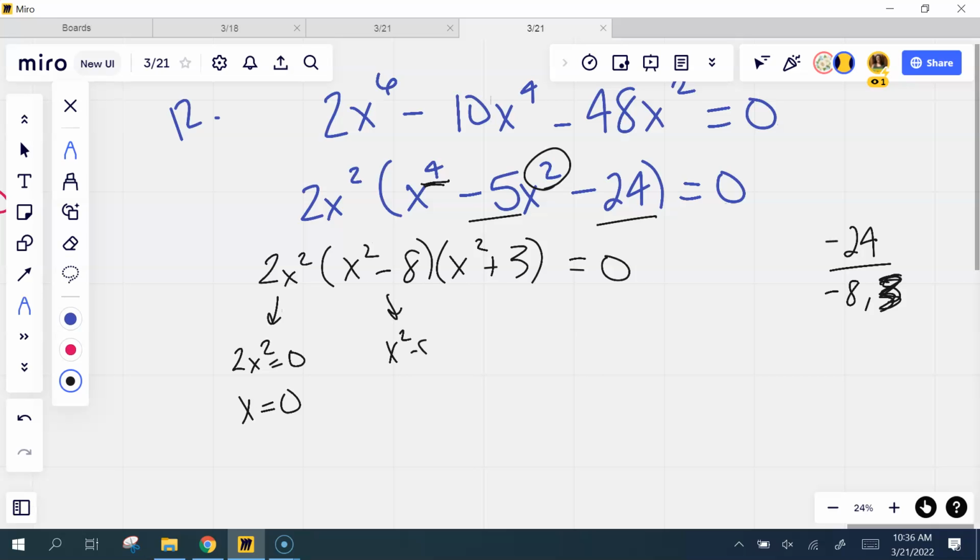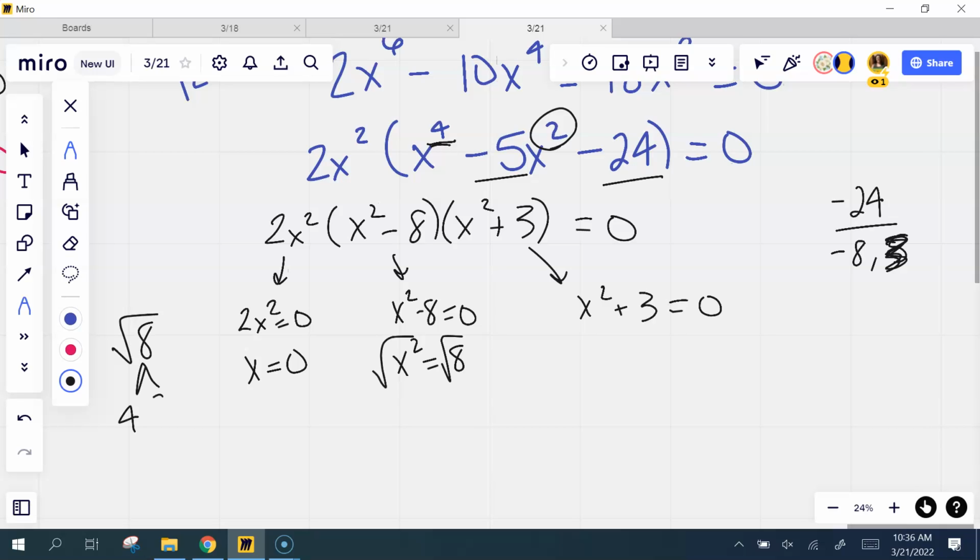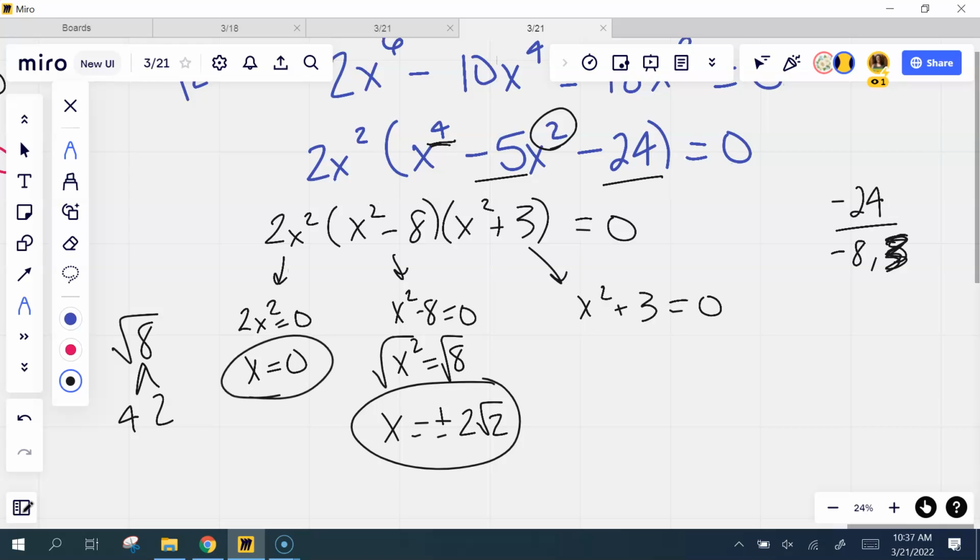X squared minus 8 equals 0. How do I solve that? Square root the 8. That's exactly right. But it's not just the square root of 8. It is plus or minus. We just did this one. This one's 4 and 2. So it's plus or minus 2 times the square root of 2. There's 2 answers. That 0 is technically 2 because it's got a multiplicity of 2.